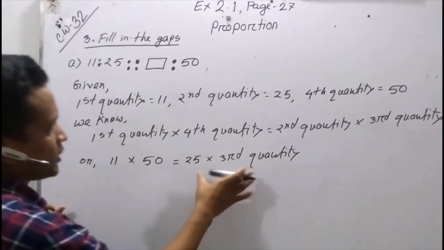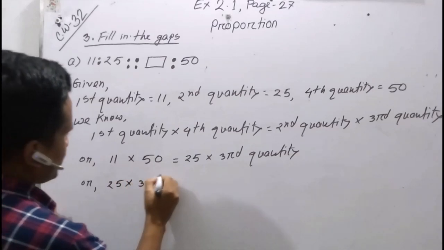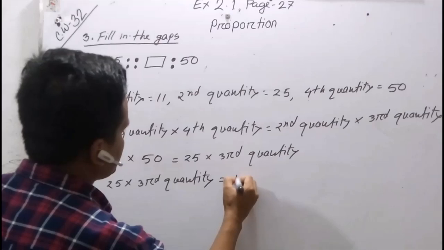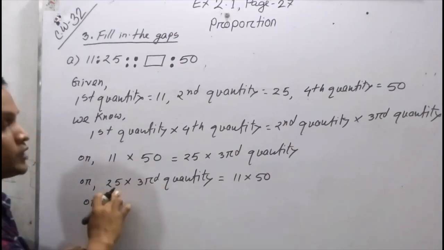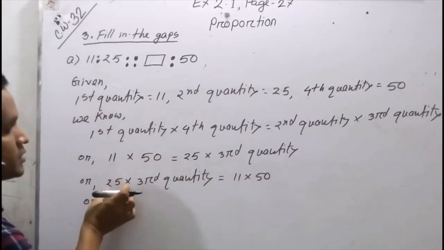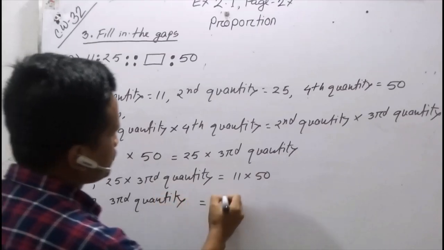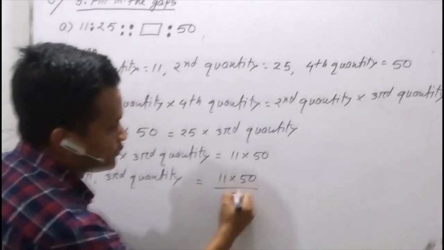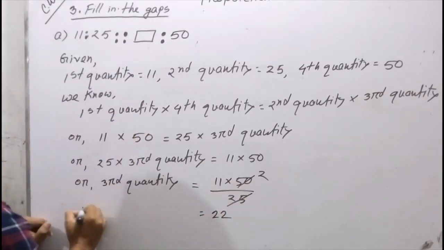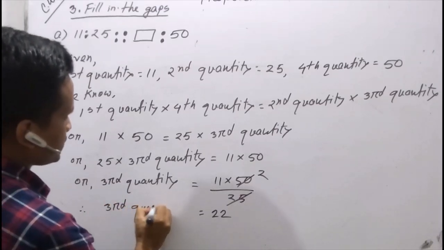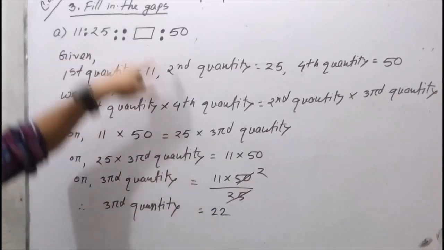For better understanding, we will write this expression on the left side: 25 into third quantity is equal to 11 into 50. Now we have to find this quantity. If you want to find it, you have to take 25 to the right side, and when you take it to the right side, the multiplication becomes division. So the third quantity will be 11 into 50 divided by 25. 25 twos are 50, so 11 twos are 22. So the third quantity is equal to 22.